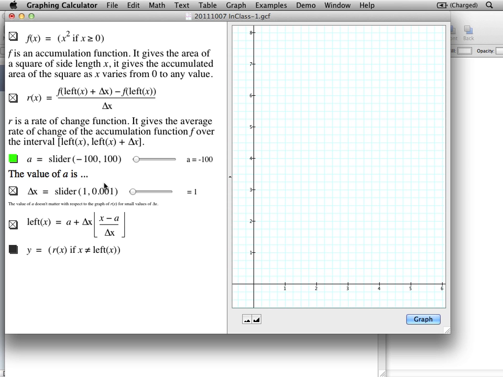What do we always use it for when we're talking about accumulation functions? The left endpoint of an x interval. Not quite. Anybody else want to try this? I'll give you a second.